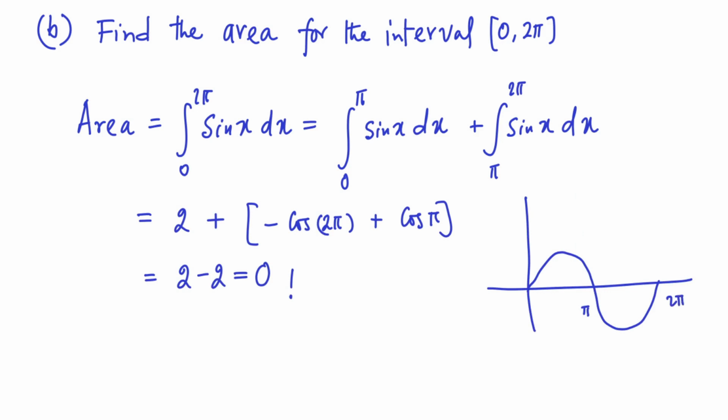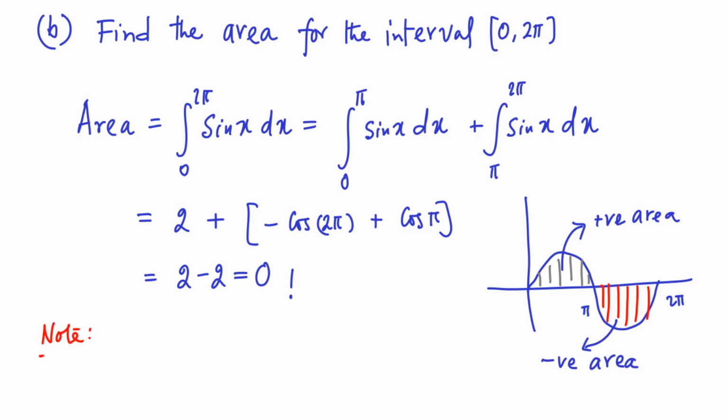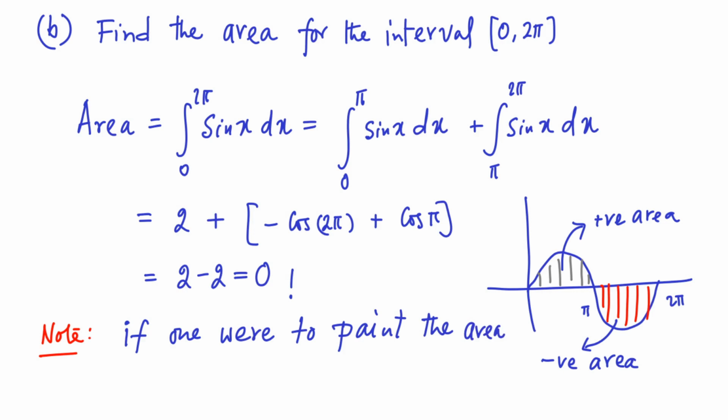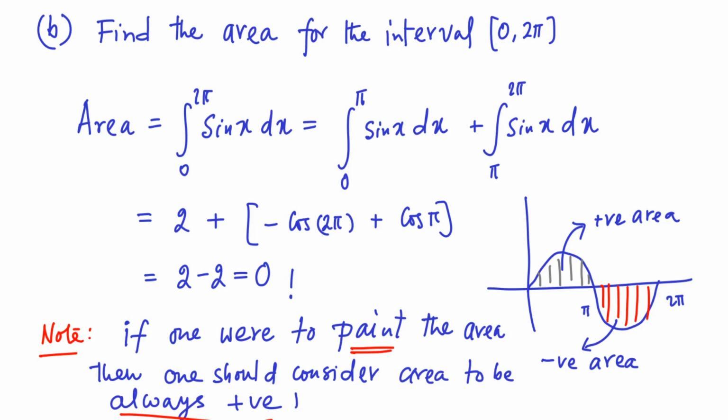Now if you look at the diagram, you see that between 0 to pi, the area under the curve is given to be positive. On the other hand, the area under the curve between pi to 2 pi is negative. So the total area is 0. Maybe I should emphasize this point that if we are asked to paint the area under the curve sin x over the interval 0 to 2 pi, then you actually need some paint to paint this area. In that case, you need to consider only the magnitude of the area.